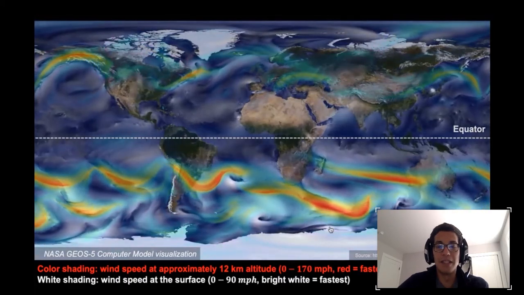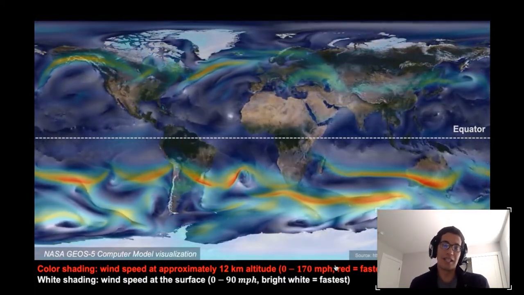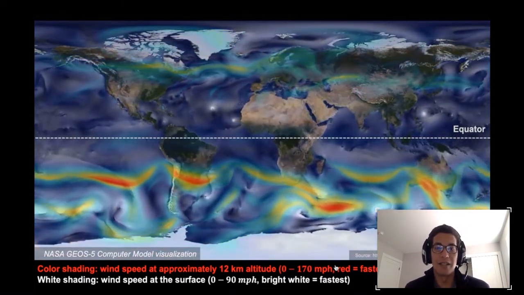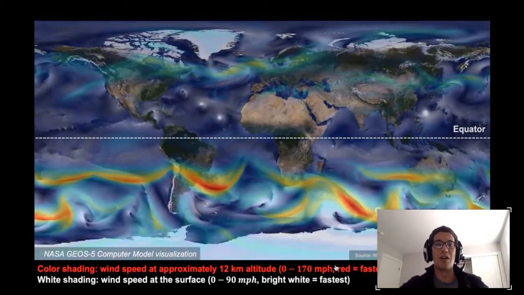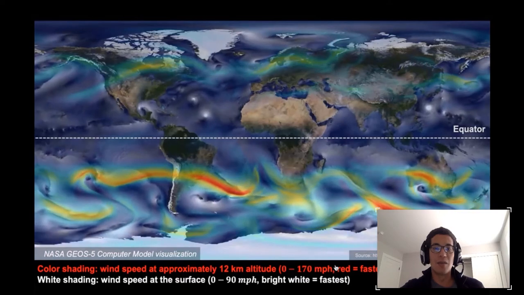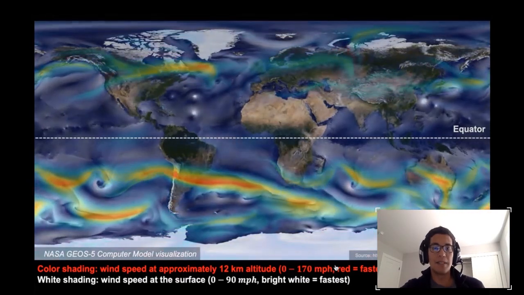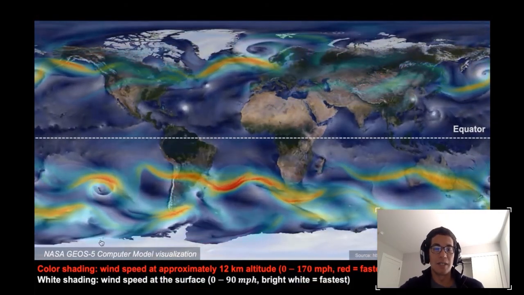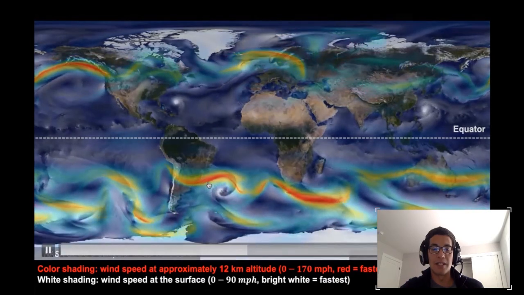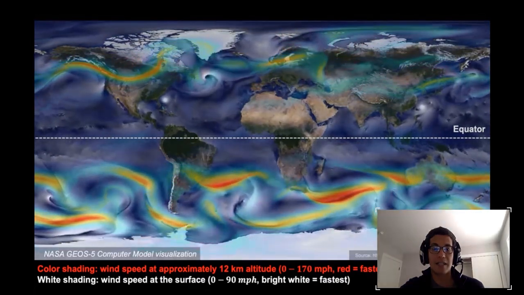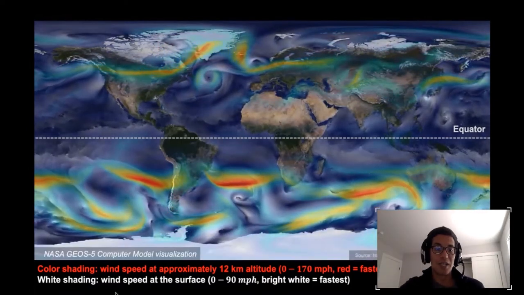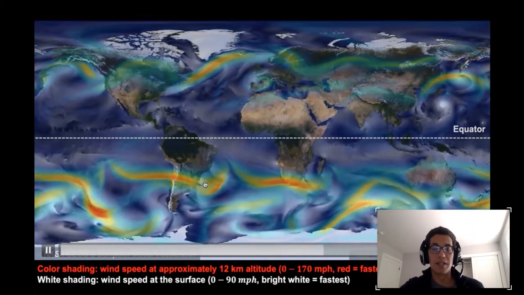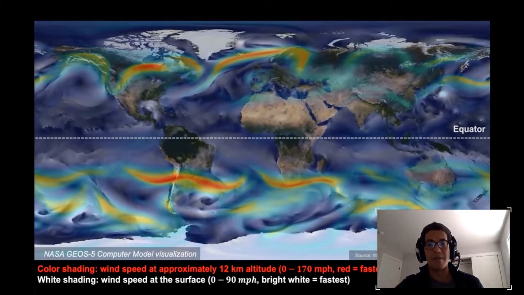So we're going to go back to our movie, which hopefully you've had a chance to gaze at. So we'll take a little bit more time. So I've marked the equator on here. So we're thinking about a globe. We've sort of unwrapped the globe and spread it out into a rectangular map. And so we can see the whole Earth at once. And so again, the color shading, it's noted at the bottom, is wind speed at about 12 kilometers altitude, where the yellows and the reds are the fastest winds. And then actually the white shading, if you're interested, is wind speed at the surface. But we're just going to talk about the colors at high altitude, which is where our jet stream is.